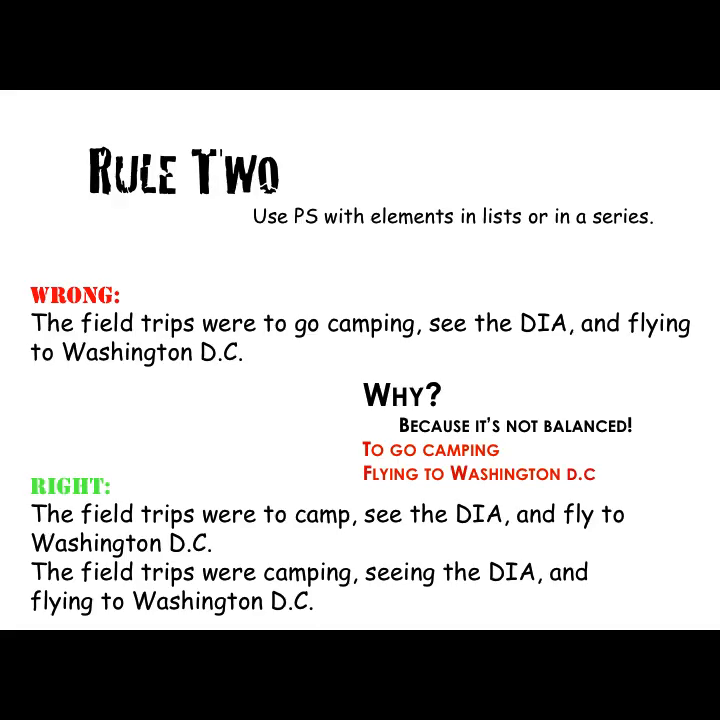The examples I gave are: the field trips were to camp, see the DAI, and fly to Washington, D.C. You see that? To camp, DAI, fly to. Good. The second one is: the field trips were camping, seeing the DAI, and flying to Washington, D.C. Camping, seeing, flying. The ings with ings. Simple, right?